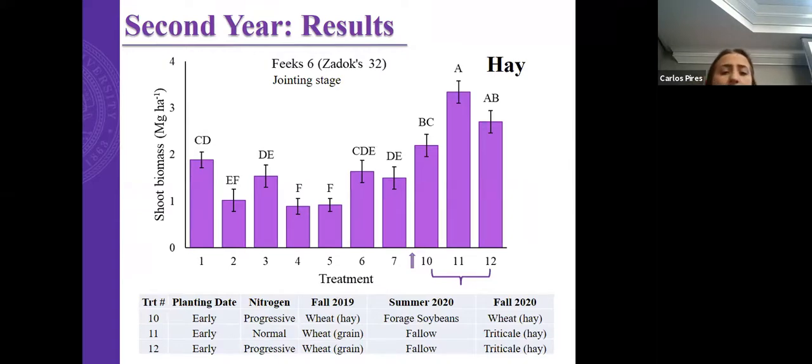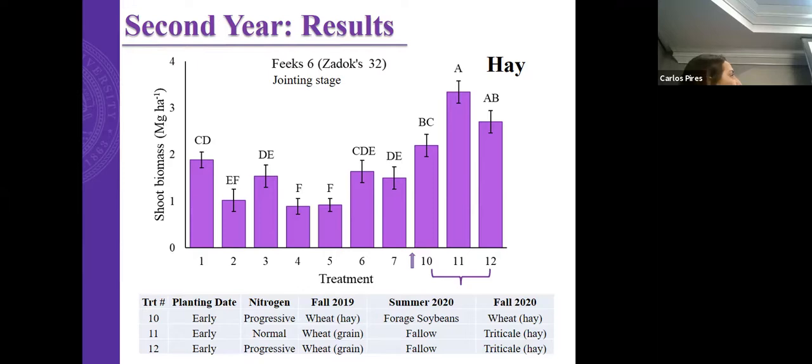Sorry. And then here we have some data for the hay part. This consists of the Feekes 6, which is the Zadoks 32 growth stage. I'm including the hay treatments there, so that's why now we see 10, 11, 12 treatments. We do not have the treatments 8 and 9 that I showed from the combined treatments, because treatments 8 and 9 are dual purpose. It was the green N, so at the time that we collected Feekes 6, we were still mowing that treatment, so there was no biomass there.